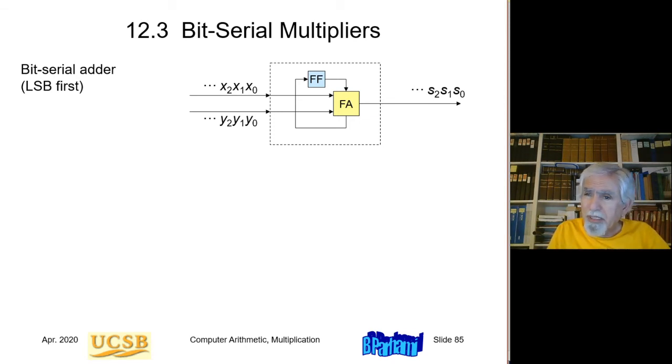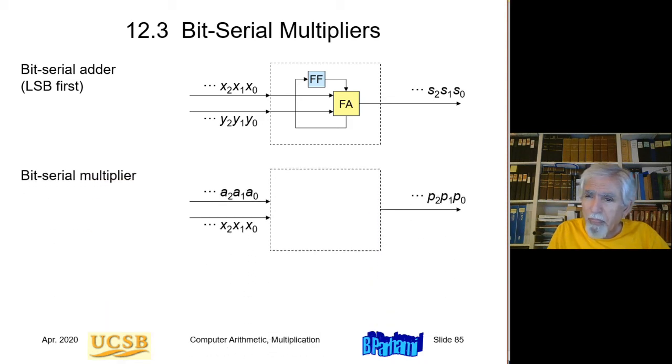Now, the natural question is, can we do the same thing for a multiplier? In other words, can I design a bit serial multiplier in which the inputs come in one bit at a time, beginning with the least significant position, and the output is generated, again, beginning with the least significant position? What goes inside this box? It turns out that we can design such a bit serial multiplier, but the complexity inside the box is significantly more than what we have for a bit serial adder. And the intuition behind us being able to do this is that the least significant bit of the product is a function only of A0 and X0.